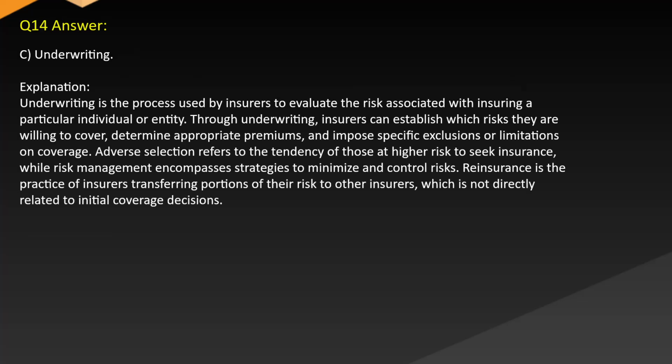Answer. C. Underwriting. Explanation. Underwriting is the process used by insurers to evaluate the risk associated with insuring a particular individual or entity. Through underwriting, insurers can establish which risks they are willing to cover, determine appropriate premiums, and impose specific exclusions or limitations on coverage. Adverse selection refers to the tendency of those at higher risk to seek insurance, while risk management encompasses strategies to minimize and control risks. Reinsurance is the practice of insurers transferring portions of their risk to other insurers, which is not directly related to initial coverage decisions.